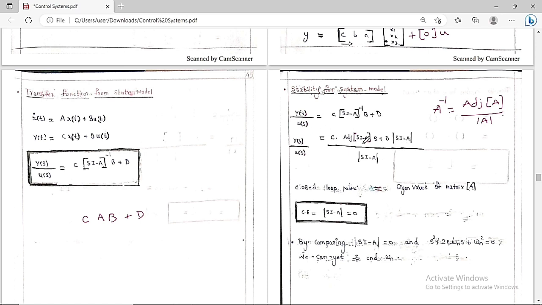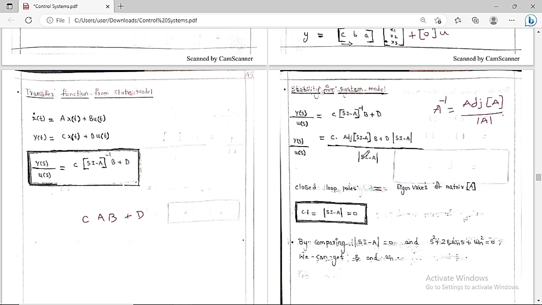So this is basically in terms of the transfer function. For this transfer function, what is the characteristic equation? The denominator is called the characteristic equation, which is mod of (sI minus A). So the closed loop poles are nothing but the eigenvalues of the matrix A.